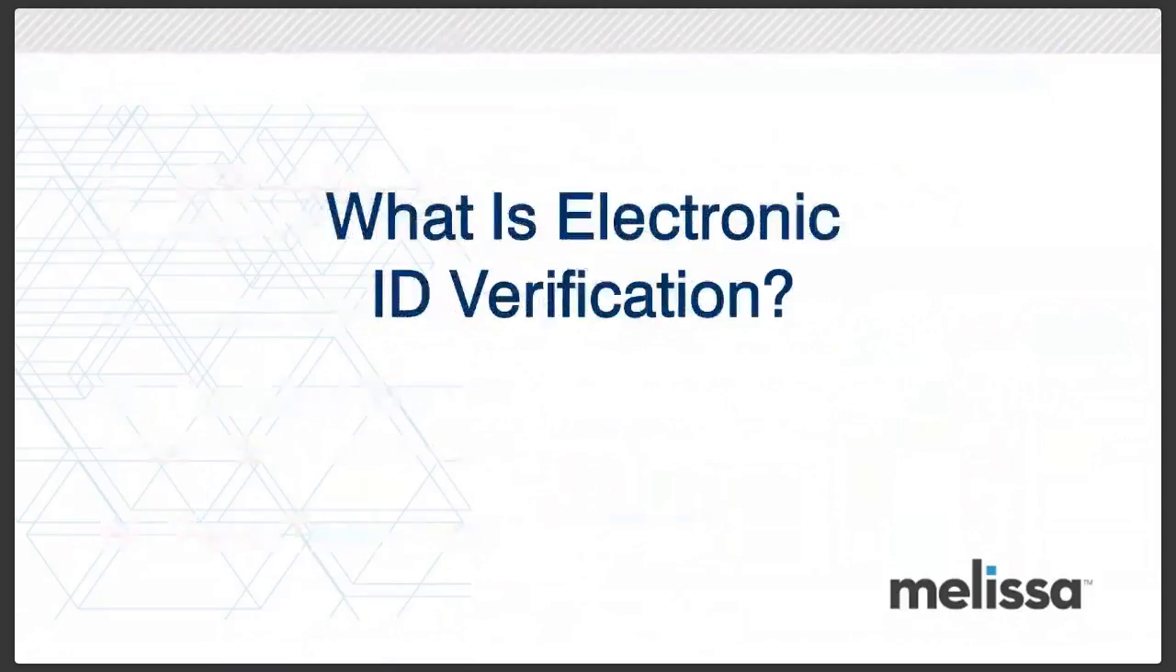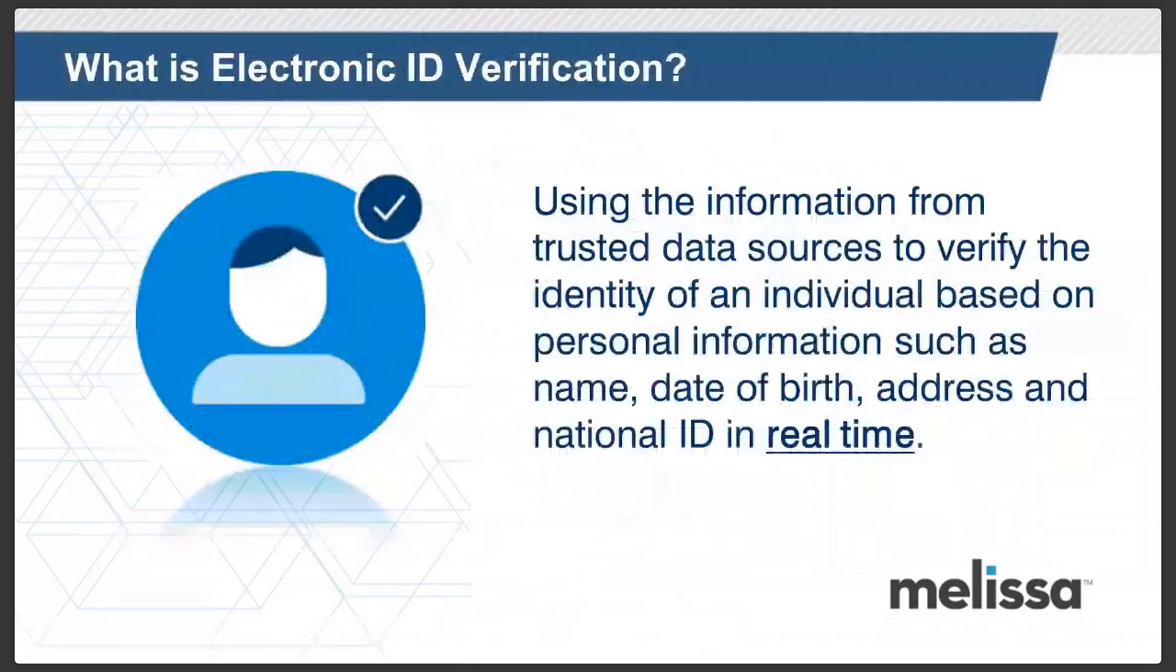So to start off, what is electronic ID verification? Electronic ID verification is basically using the information from trusted data sources to verify and identify an individual based on their personal information, such as their name, their date of birth, address, and national ID. And this is done all in real time, and real time is important when you want to have a process that automatically verifies the customer's identity and helps improve and speed up the process of onboarding.